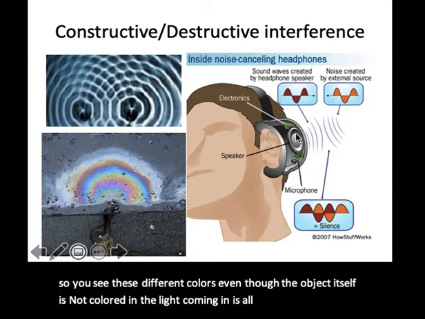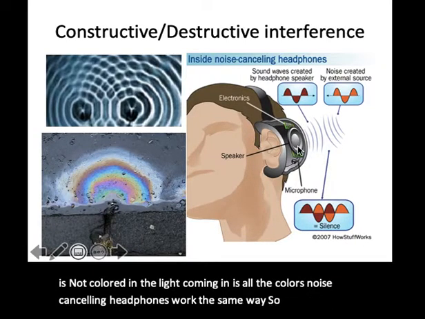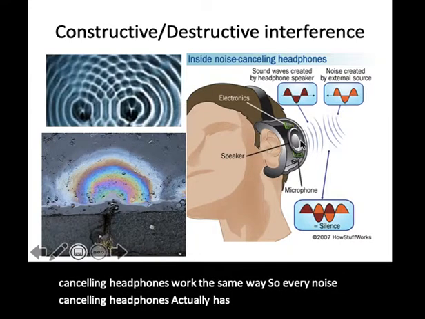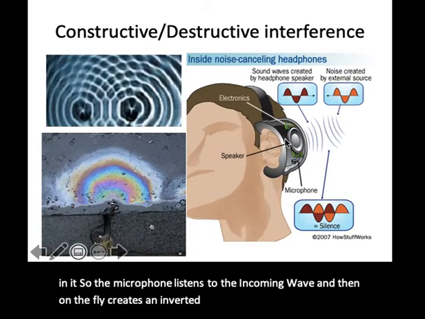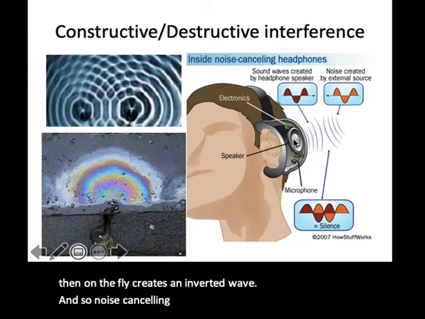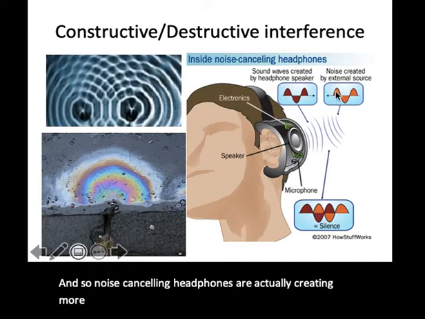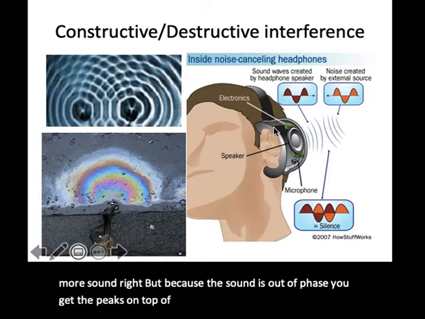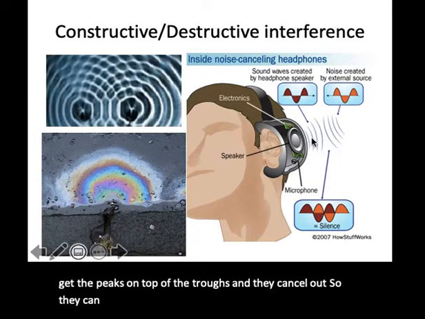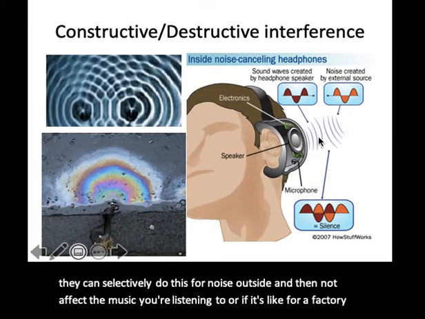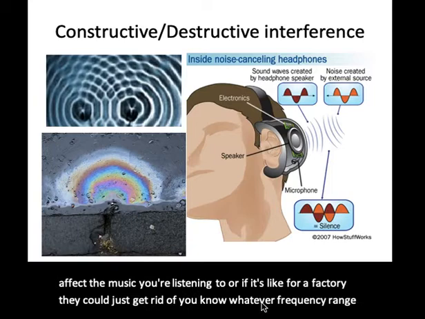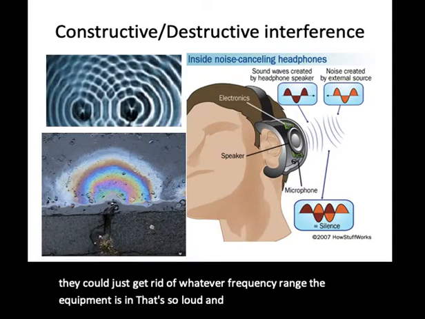Noise canceling headphones work the same way. So every noise canceling headphone actually has a microphone and a speaker in it. So the microphone listens to the incoming wave and then on the fly creates an inverted wave. And so noise canceling headphones are actually creating more sound, right? But because the sound is out of phase, you get the peaks on top of the troughs and they cancel out, right? And so they can selectively do this for noise outside and then not affect the music you're listening to. Or if it's for a factory, they could just get rid of whatever frequency range the equipment is in that's so loud and damaging to your ears.